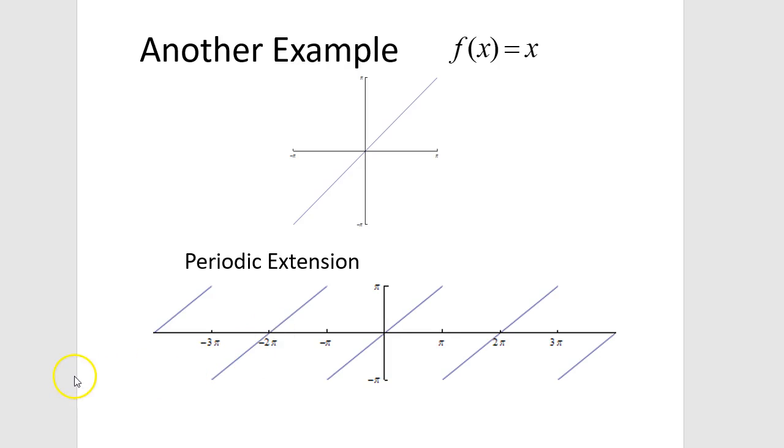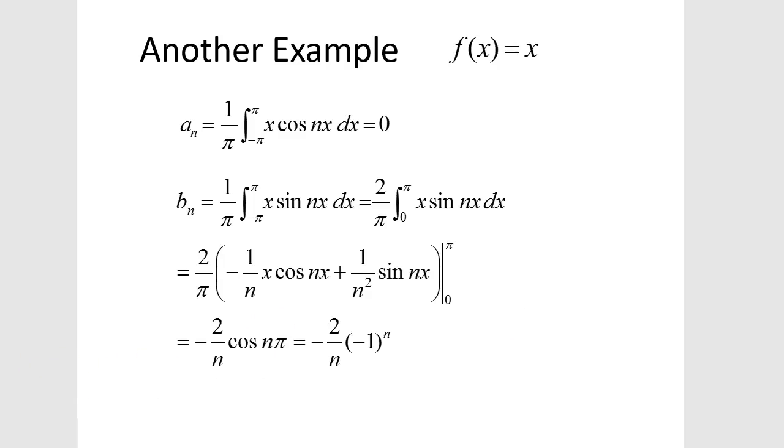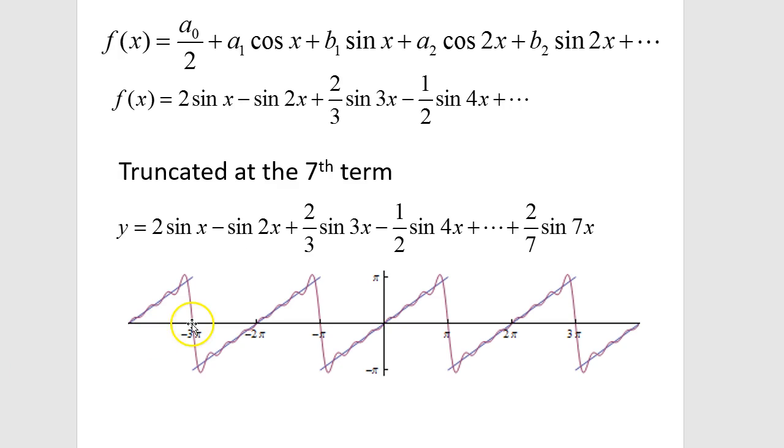Well, to do that, we have to do the integral, right? So let's do these integrals. This time a_n is easy, it's always 0, because it's a product of an odd function times an even function, which is an odd function, so it's always 0. But for b_n, we have to do integration by parts, which gives you negative 2 over n times negative 1 to the nth power. And therefore, if you write down the Fourier series, you end up with f of x equals 2 times sine x and all that.